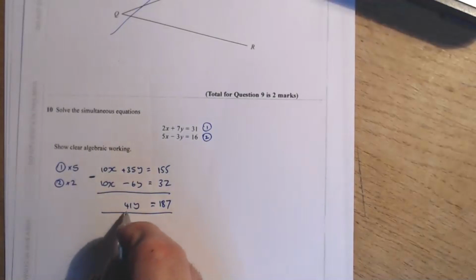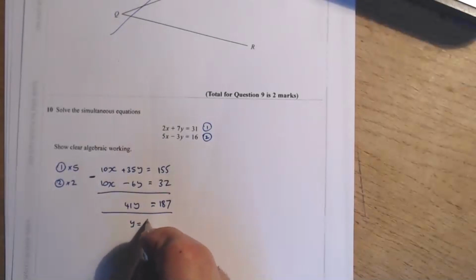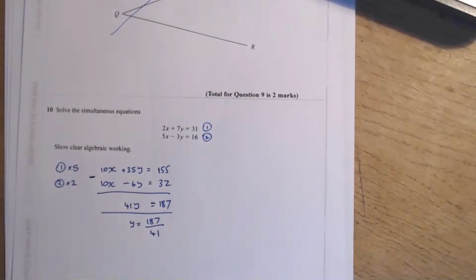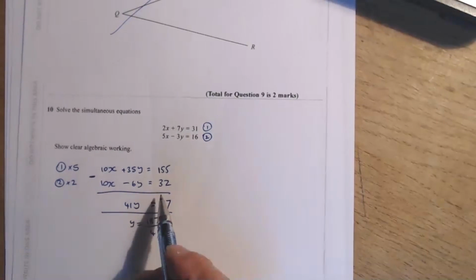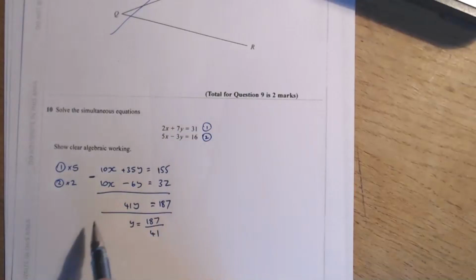So to make y the subject, divide both sides by 41. So 187 divided by 41. Oh, that doesn't look right. I think I've gone wrong there. Let me have a look. That just doesn't look right. Where have I gone wrong?